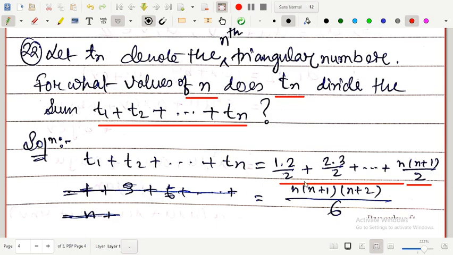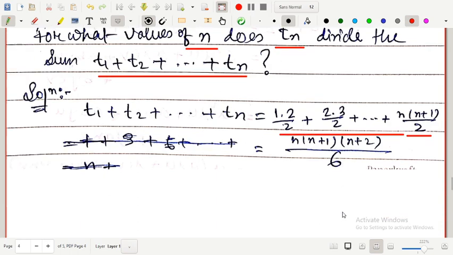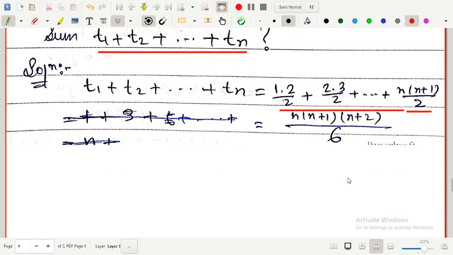If we take half common, we are getting the previous sum, 1 into 2 plus 2 into 3 up to n into (n plus 1). We are getting n into (n plus 1) into (n plus 2) by 3. And here half is coming, so in the denominator you are getting 6. Okay, so this is the sum. That is why I discussed the previous example, just to get this one.